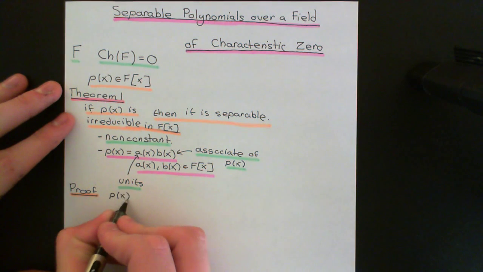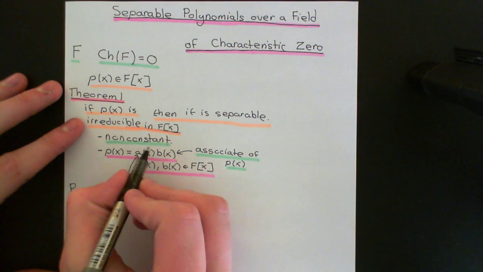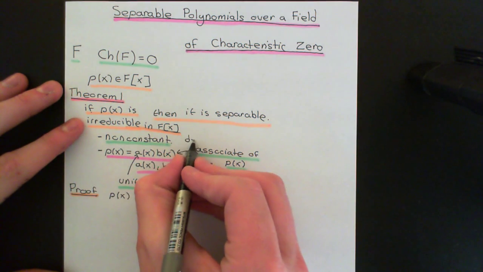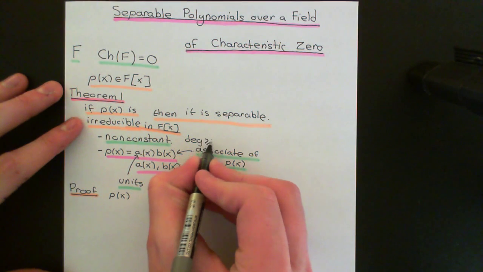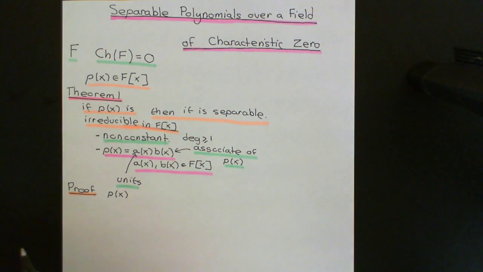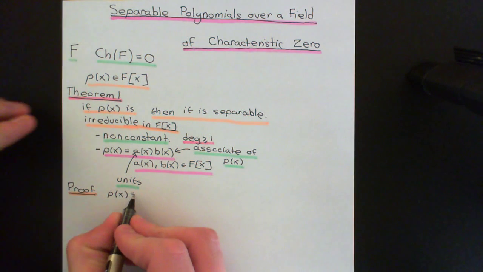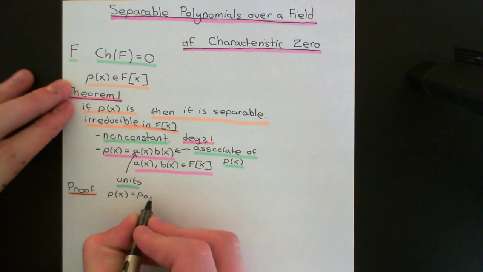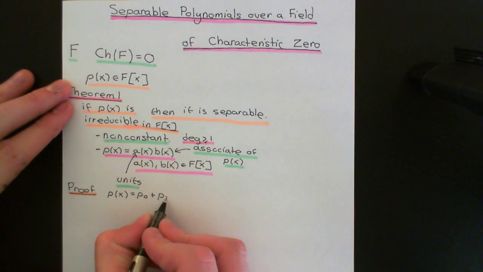So p of x, we know that it is a non-constant polynomial, and the key thing there is that its degree is going to be greater than or equal to 1, and that really is important here. Okay, so if I write p of x out explicitly, then it's going to look something like this: p0 plus p1x.